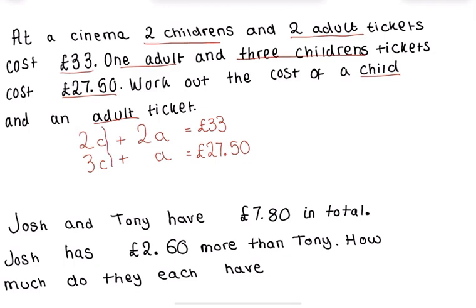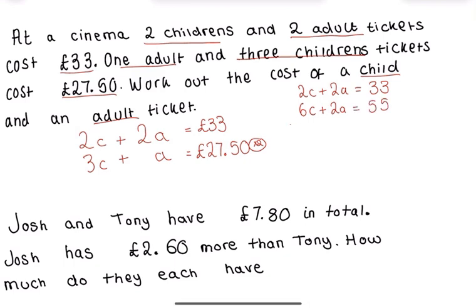Let's have a look here. Now 2 is not a multiple of 3 and 3 is not a multiple of 2. Here though, 2 is a multiple of 1. That means I can just times this second equation by 2. So I have 2c plus 2a equals 33 at the top. And then making sure I times everything by 2, so I've got 6c plus 2a, and then we're doing that £27.50 times by 2, which gives us 55.